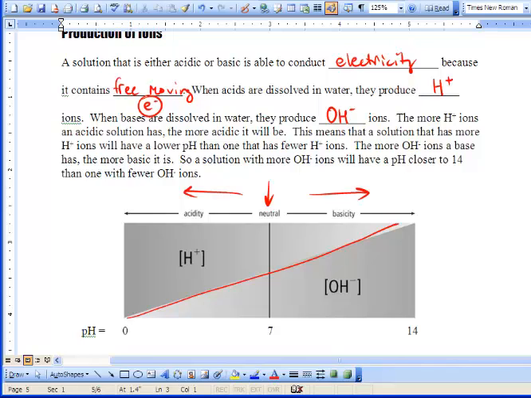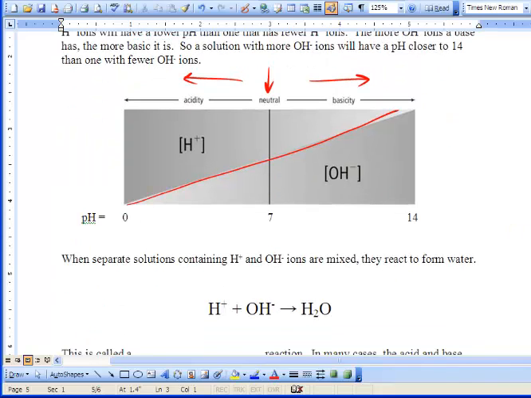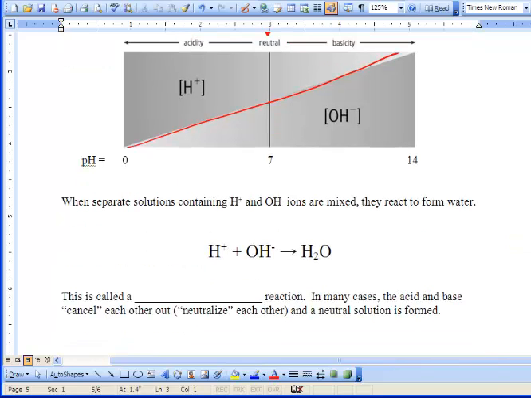And you'll notice as we go down the pH scale, we get more and more H plus ions. And you'll notice right in the middle that when they're equal, we have the same number of H plus and OH negative ions. And this gives us water. When these things combine, they produce water. Now, if we want to stop something from being acidic, we can add a base to it. And this is called neutralization. So in many cases, the acid and base cancel each other out and they will become neutral.